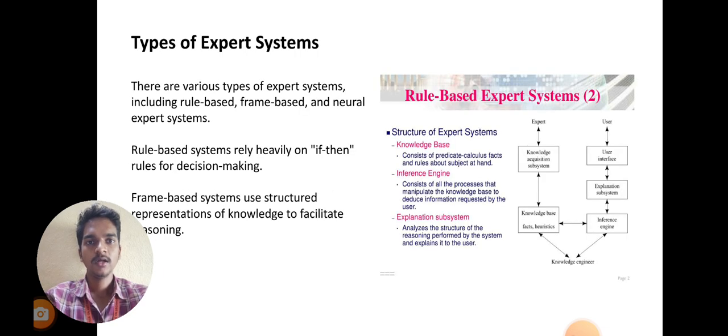Next, types of expert system. Now we are going to know about the types of expert systems. There are various types of expert systems, including rule based, frame based, and neural expert systems. Rule based systems rely heavily on if-then rules for decision making, and frame based systems are structured representations of knowledge to facilitate reasoning. There is a small diagram that gives a brief idea about rule based expert systems. Let us have a look at it.